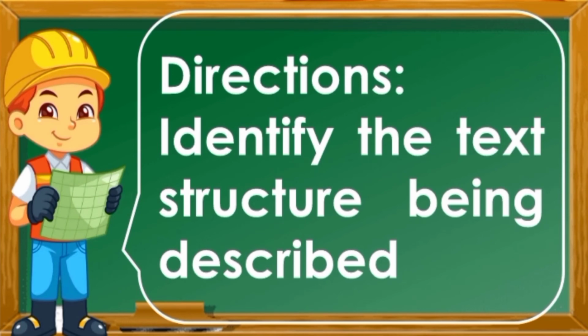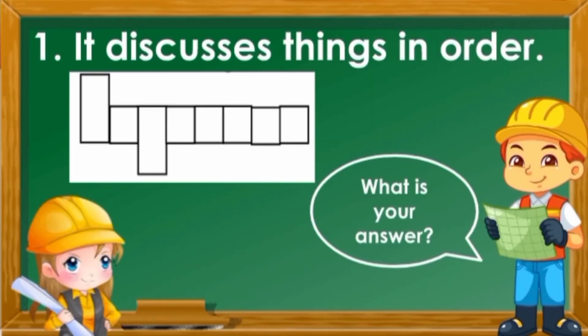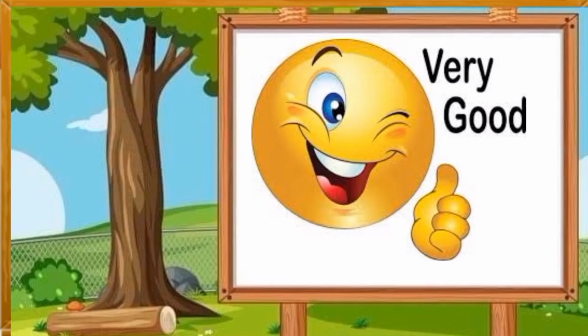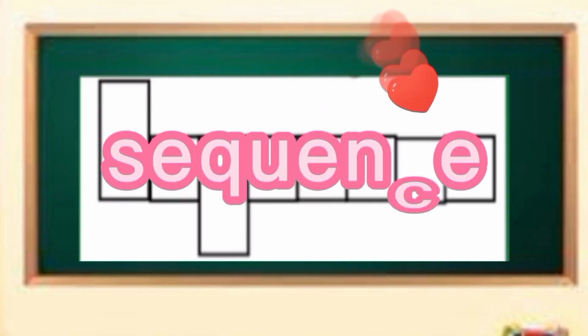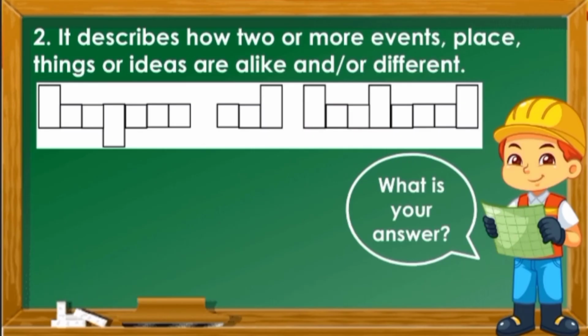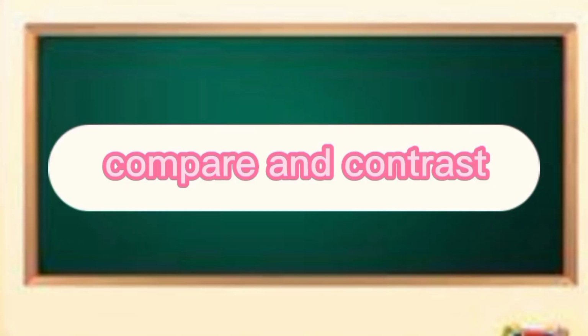Direction. Identify the text structure being described. Number 1. It discusses things in order. What is your answer? Very good. The answer is sequence. Number 2. It describes how two or more events, places, things, or ideas are alike and or different. What is your answer? Good job! The answer is compare and contrast.